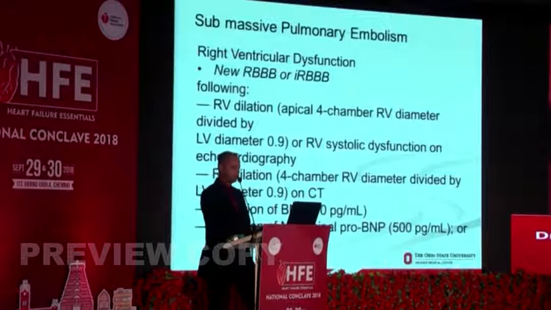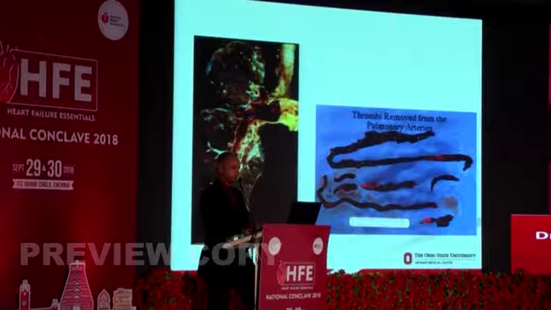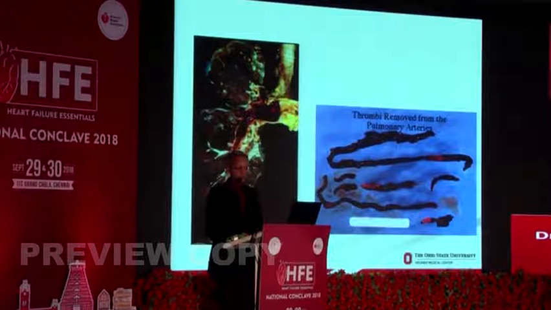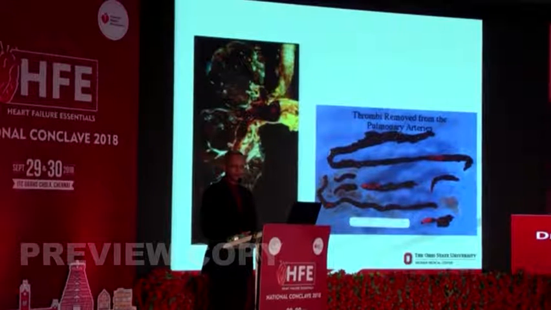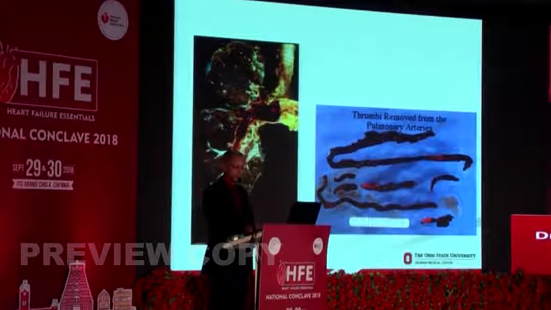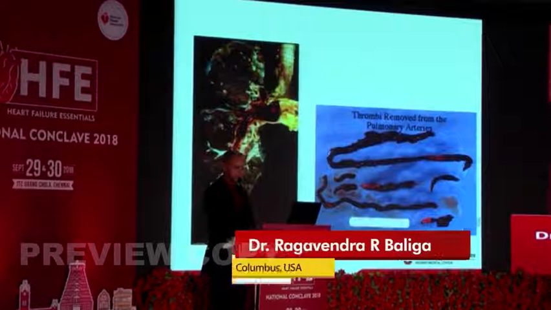RV dilatation and the ratios, and the numbers are slightly different whether you use 4-chamber echo or CT, but generally anything less than 0.9 is normal. An elevated BNP or NT-proBNP is a marker. This figure shows what PE can do to your lungs. Look at these big clots, and this is what you're really going after in a massive pulmonary embolus.